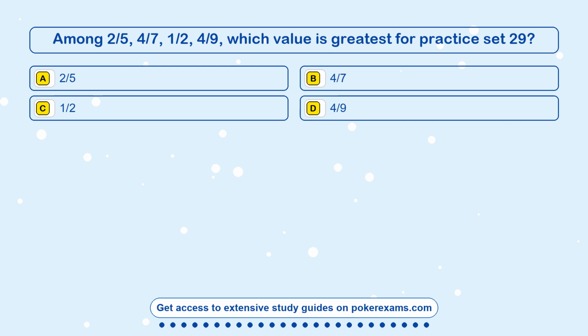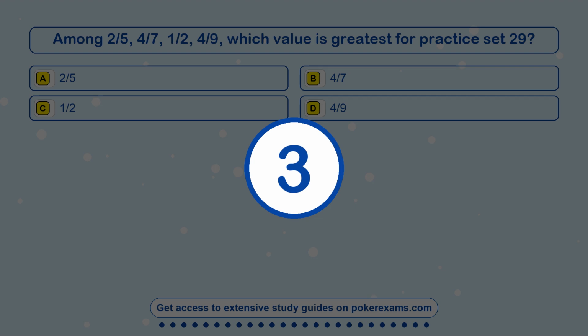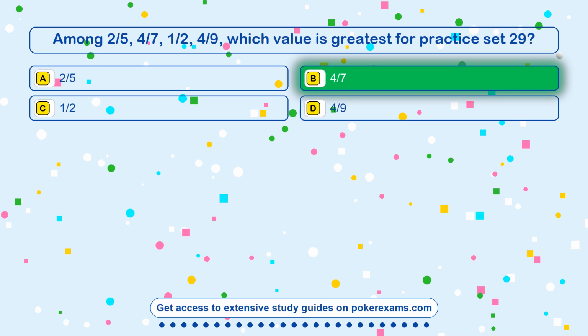Question 2. Among 2/5, 4/7, 1/2, 4/9, which value is greatest for practice set 29? Option A: 2/5. Option B: 4/7. Option C: 1/2. Option D: 4/9. The correct answer is option B, 4/7.